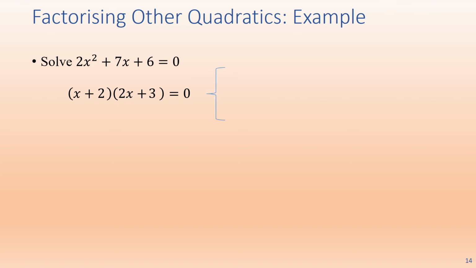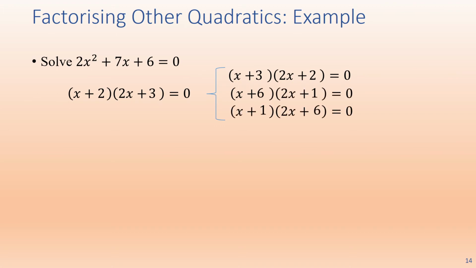We can actually reverse the order there so that we'll have an x plus 3 and a 2x plus 2. They're different factors to the ones we had previously. And of course we can have a 6 times 1 or a 1 times 6. So we have to try all of these combinations out.